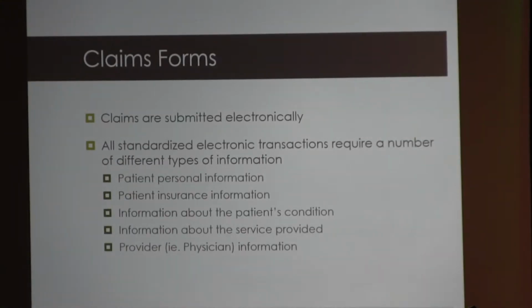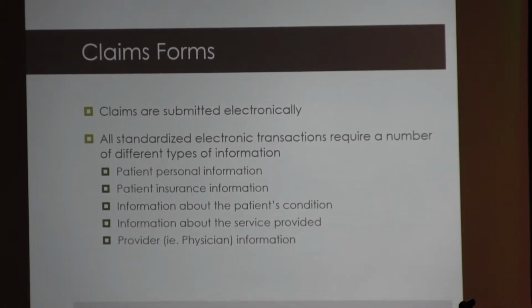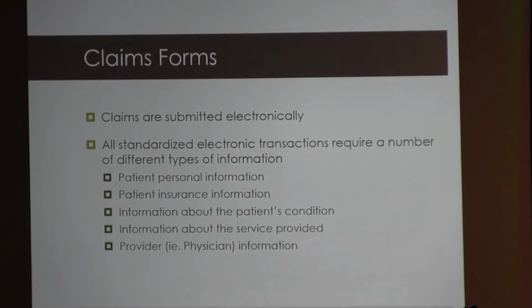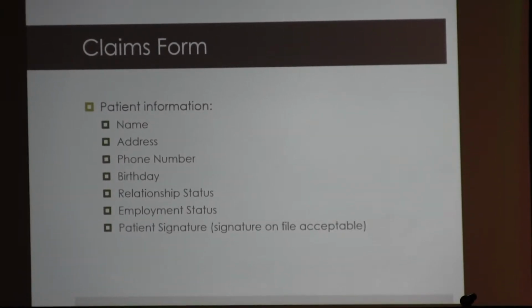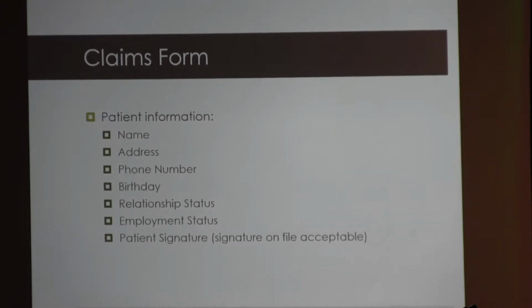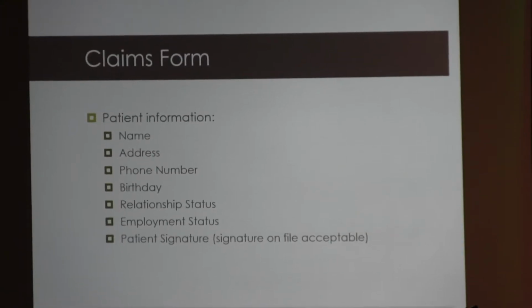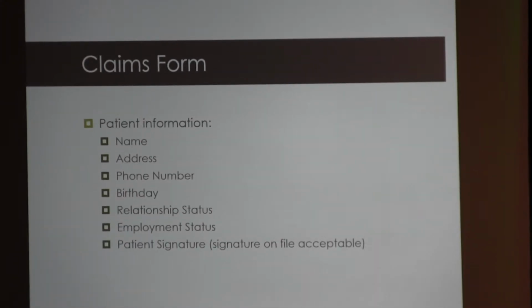claim forms. It's really nice now because most claims are done electronically, and all standardized electronic transactions require a bunch of information: the patient's personal information, the insurance information, information about the patient's condition, information about the service that's provided, the provider and their information, the facility and their information. The claim form has patient information, their name, their address, phone number, birthday, relationship status, employment status, and typically a patient signature within the file.